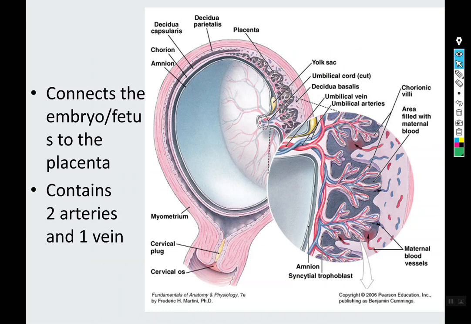It's very impressive. And here's a closer up view of the relationship between the fetal vasculature and the maternal vasculature. So areas filled with maternal blood have chorionic villi poking into them, and diffusion carries wastes away and takes oxygen and nutrients to the developing baby. Note also we have a cervical mucus plug, which keeps everything in here, in addition to all of the layers.